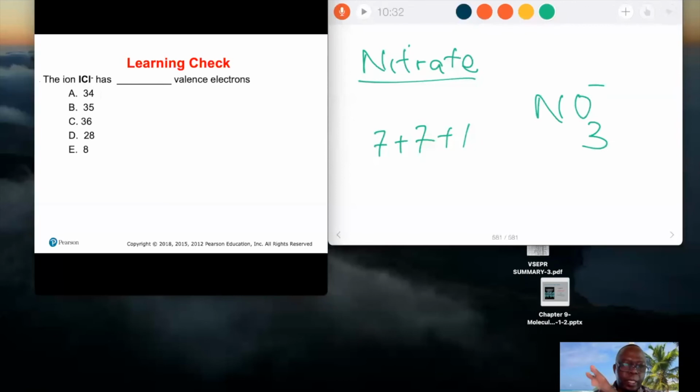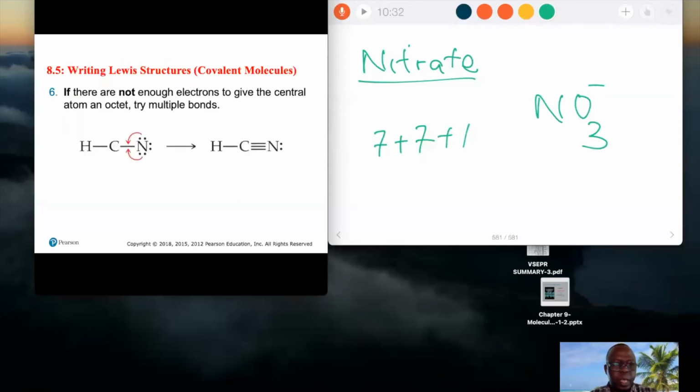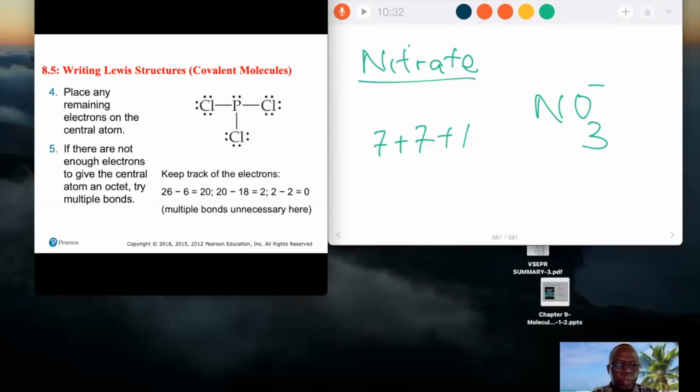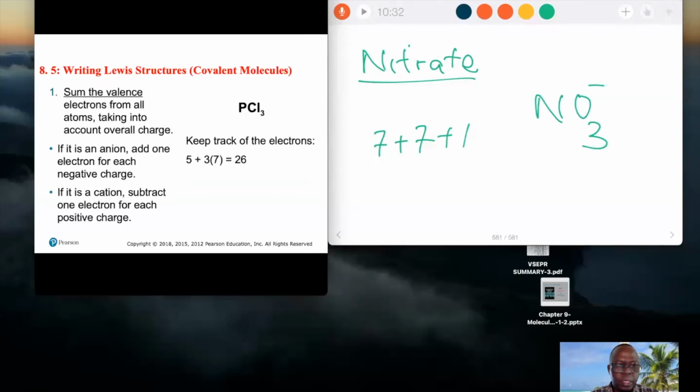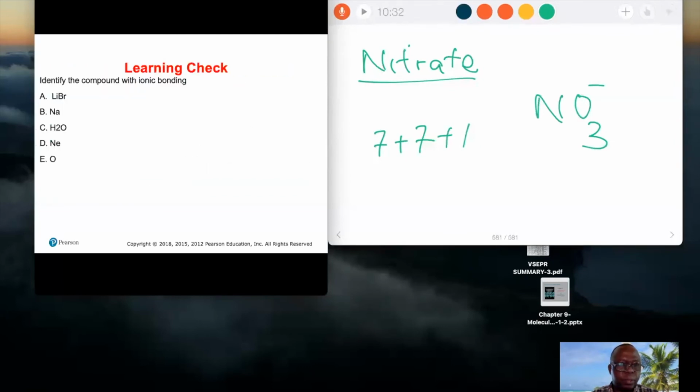So remember, for valence electrons, you'll be given the periodic table. I think we went through this. Yeah, I've gone through this. It's the same thing. Identify the compound with ionic bonding. Of course, the one with a metal and a non-metal: lithium bromide. This one is just an element. This is a covalent, molecular compound.